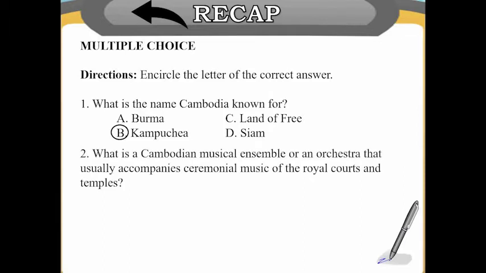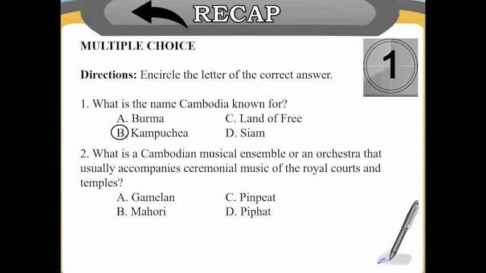Number 2. What is a Cambodian musical ensemble or an orchestra that usually accompanies ceremonial music of the royal courts and temples? Letter A, gamelan. Letter B, mahori. Letter C, pinpet. Letter D, pipat. The correct answer is letter C, pinpet.